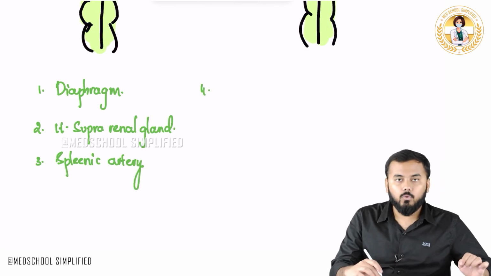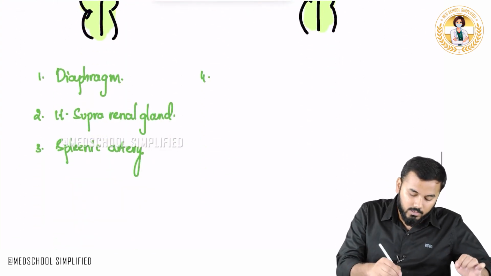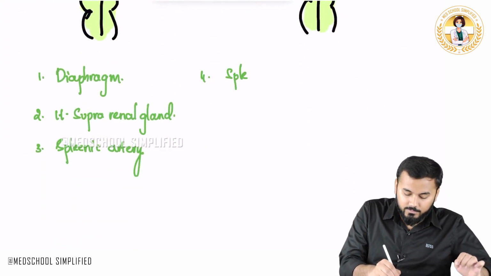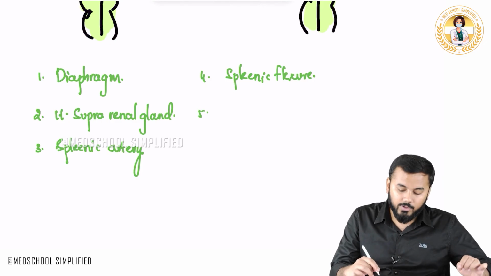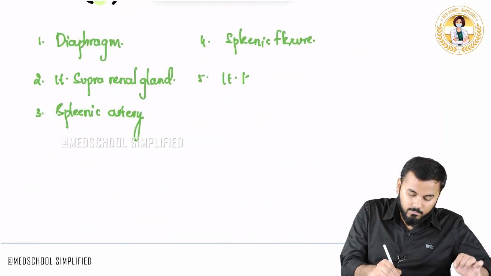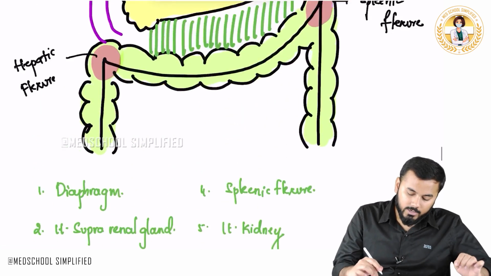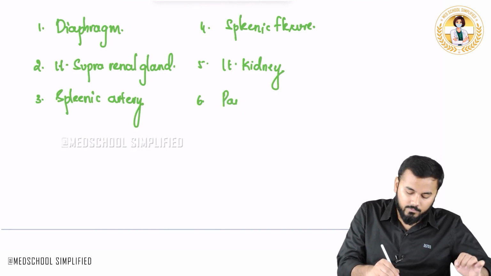Fourth important thing, what do we have? Do we have a splenic flexure? Yes, we even have the splenic flexure. Fifth important thing, do we have the left kidney over here? Yes, we have the left kidney. Sixth important thing, we have the pancreas. Yes, especially the tail of the pancreas is touching, right? So we have the pancreas also.